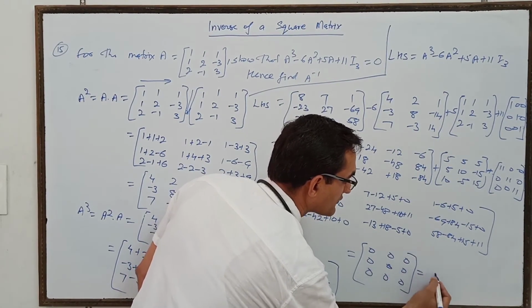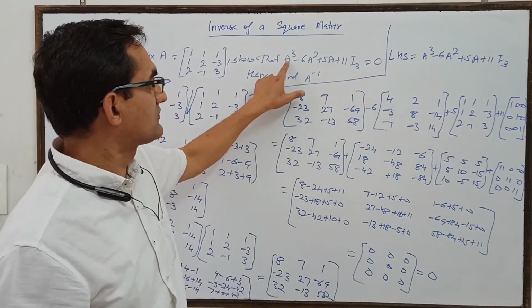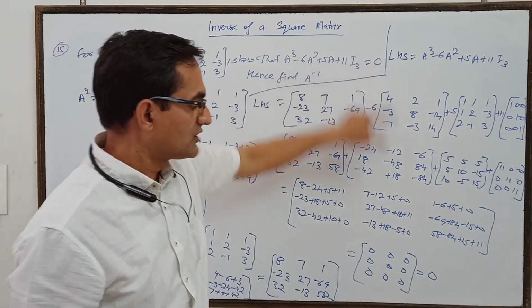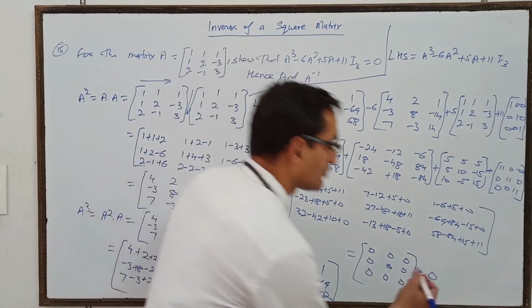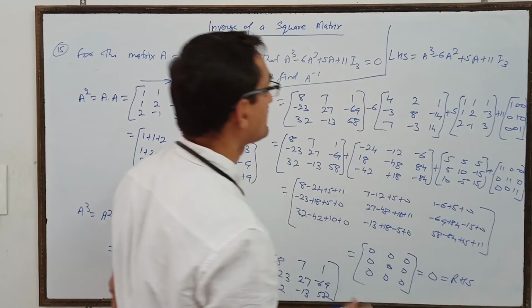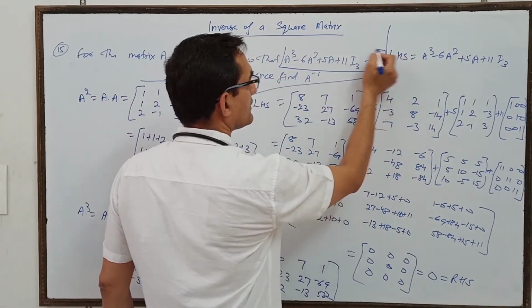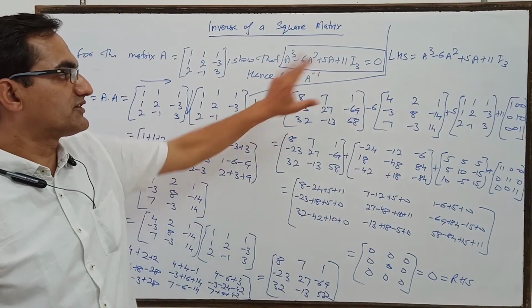What is this? This is equal to 0 matrix, means left hand side is equal to 0 matrix. So this is equal to right hand side, hence proved. So now this part of ours is proved. We have proved this part.